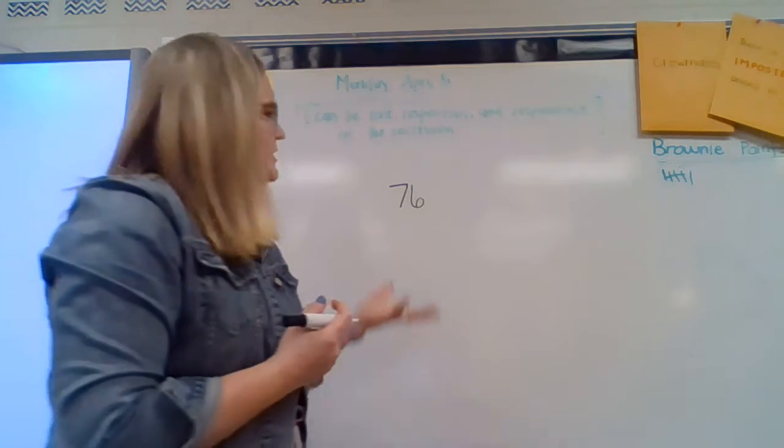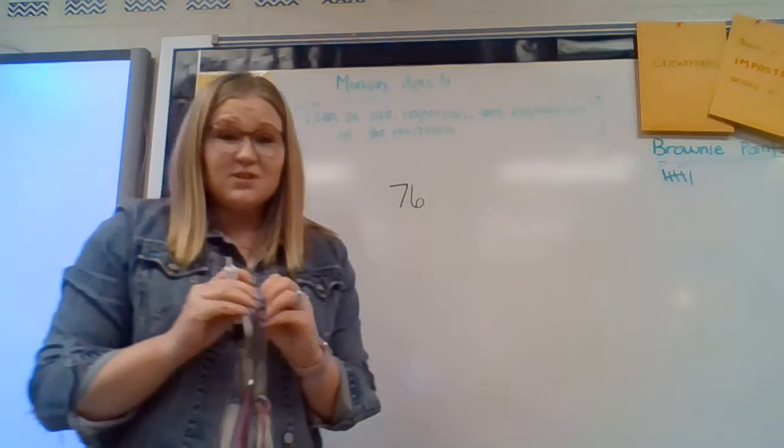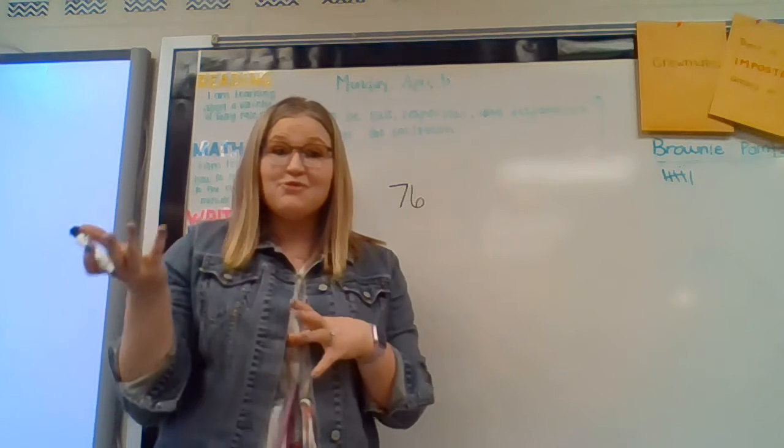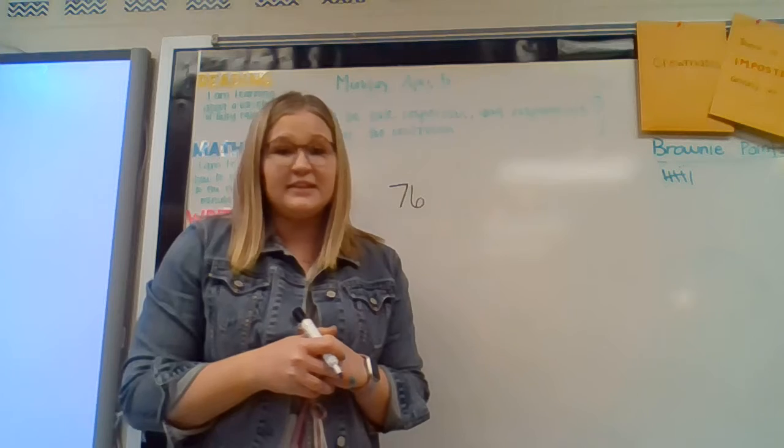So first of all, say for example we have this number, 76. With rounding, we talk about whether it's closest to the 10 before or the 10 after it. So in this example, 76, we're going to round it to the nearest 10.